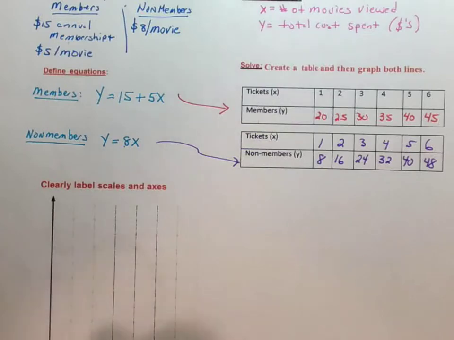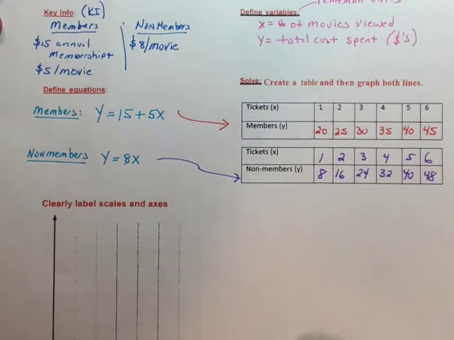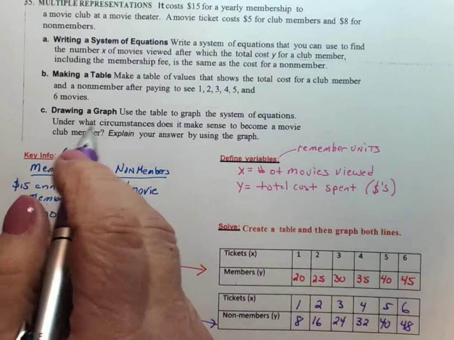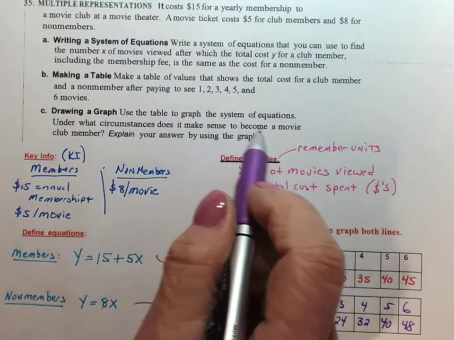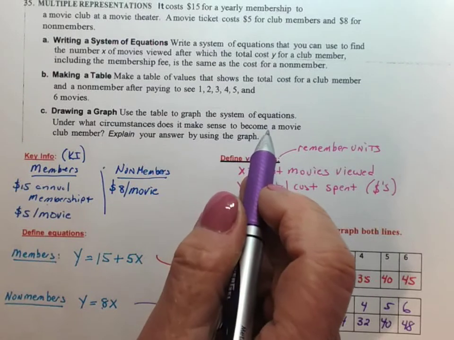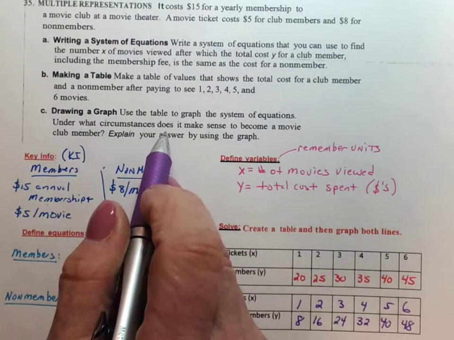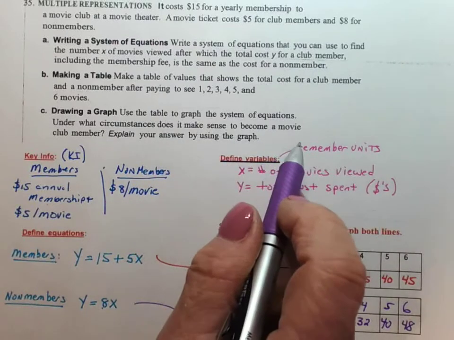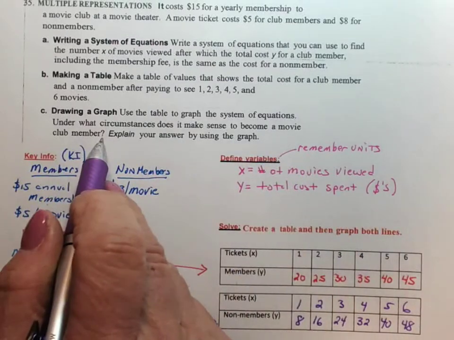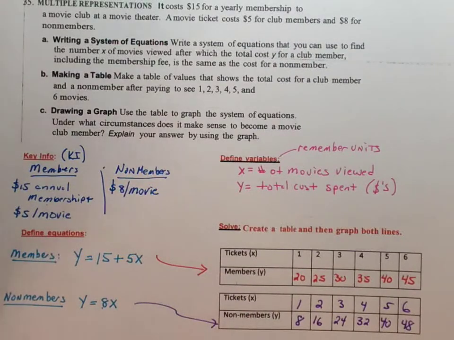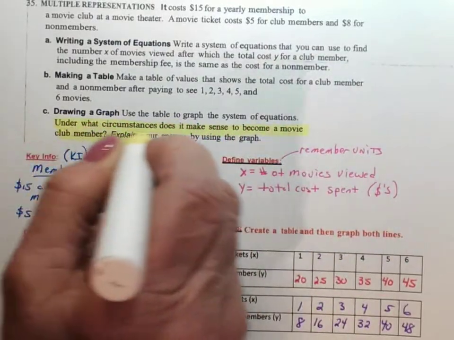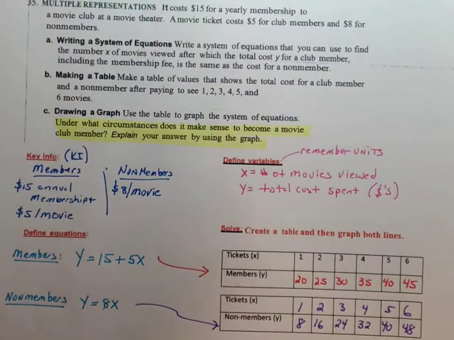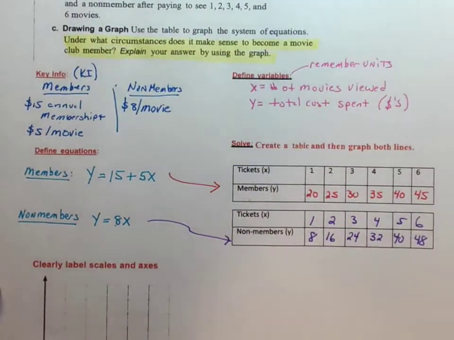So the next step is, it asks you, draw a graph. Use the table to graph the system of equations. Under which circumstance does it make sense to become a movie club member? That's the question we're going to be looking for. When does it make sense to become a movie club member? So let's graph these.